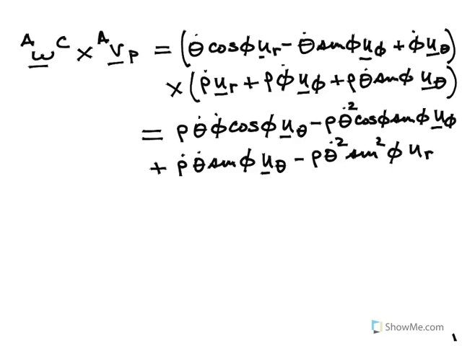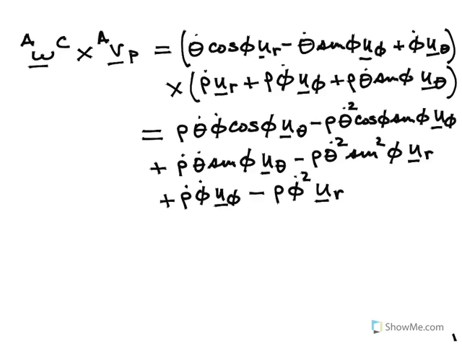times u_r. And then I have u_theta crossed with u_r. So u_theta is the third vector in the basis. u_r is the first vector, so I get plus rho dot phi dot times u_phi. And then I've got u_theta crossed with u_phi, which gives me minus rho phi dot squared times u_r.